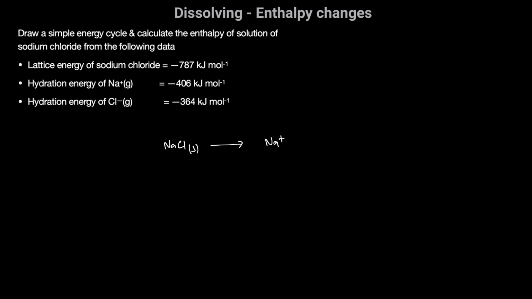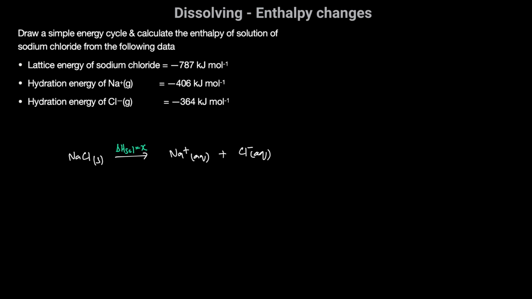So sodium chloride solid is dissolving to form sodium aqueous ions and Cl minus aqueous ions, right? This is the enthalpy of solution of sodium chloride, and this is what we want to determine. So let's call that X. This is our unknown. Now they've given us the lattice energy of sodium chloride, or the lattice enthalpy, as well as the hydration energies or hydration enthalpies of sodium ions and chloride ions.